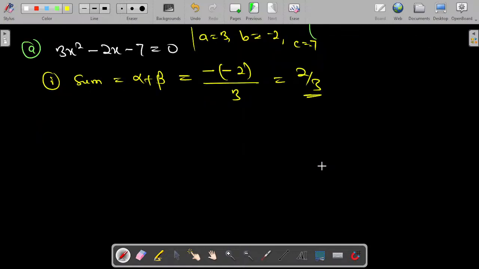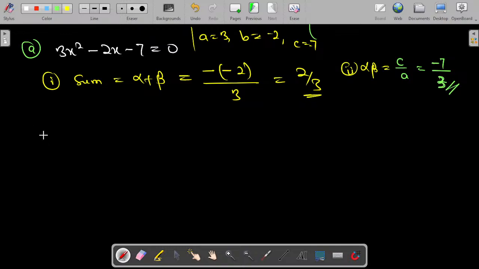And then the second one. They said sum and product, so we can actually do the product here. The product will be alpha beta, which is equal to c over a. And our c is minus 7. Our a is 3, not 2. Our a is 3, okay? And you can actually stop here.